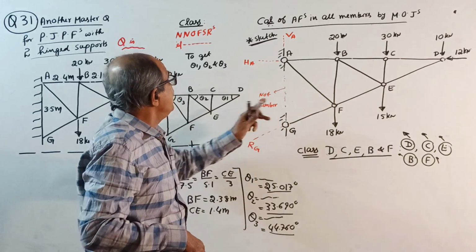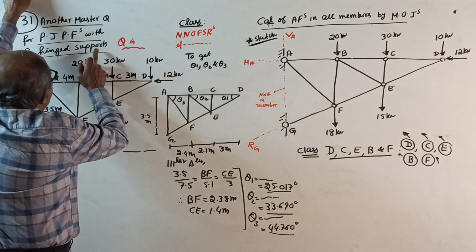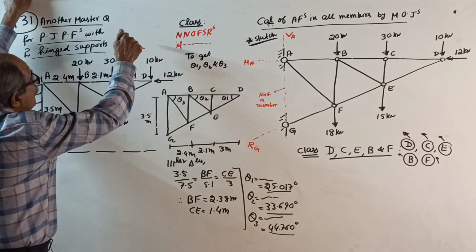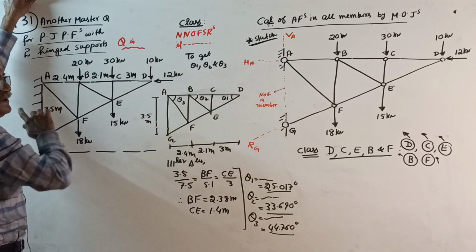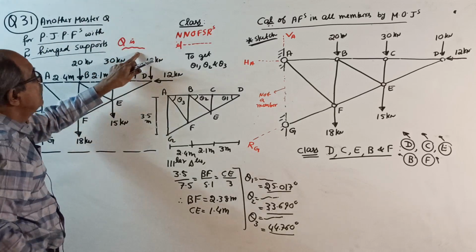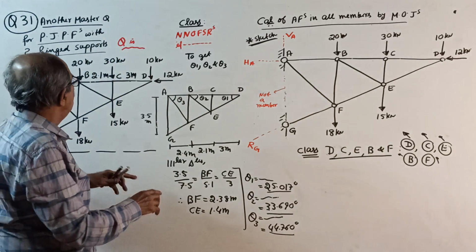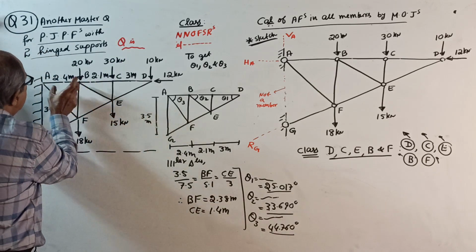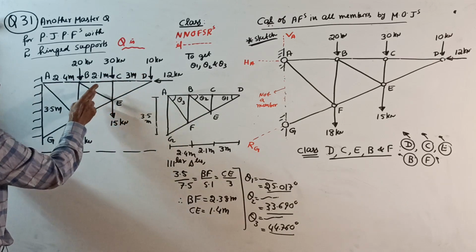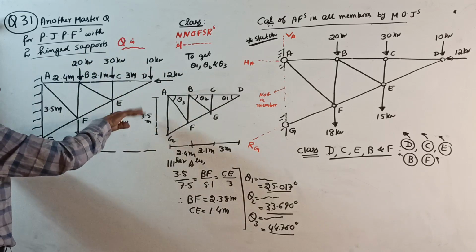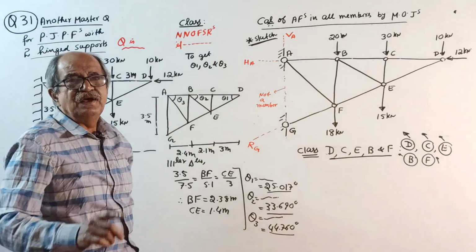Now the question, I dictate: find axial forces in all the members for the given pin jointed frame. You should write here: the question is to find axial forces in all members. The dimensions 2.4, 2.1, 3, 3.5 are given along with the members. Loads are visible here. We will start the solution.